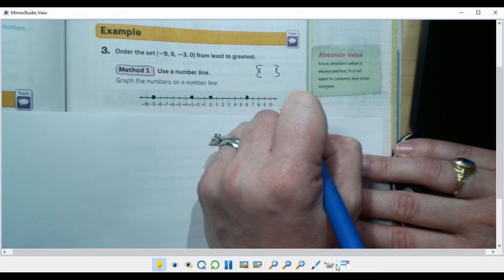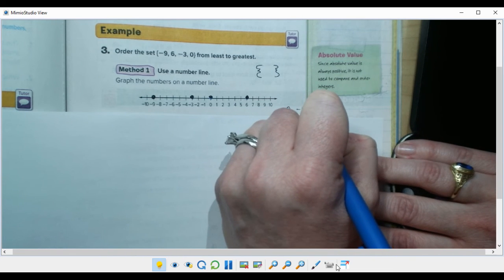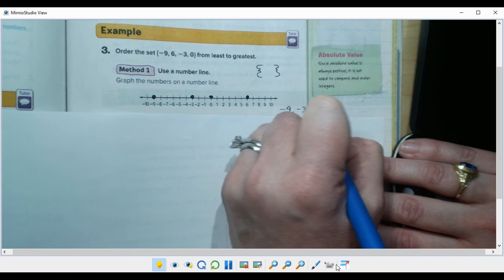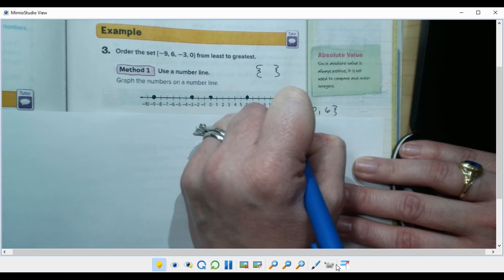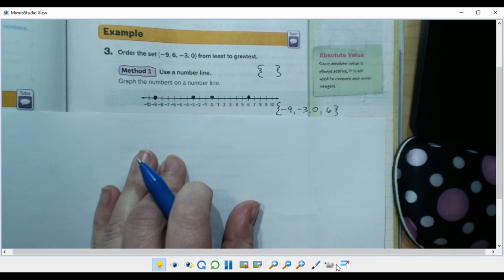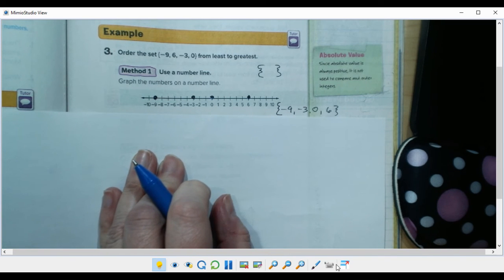And then I'm simply going to rewrite them in the order I see the dots. So I see -9, I see -3, coming up the number line. I see 0, and I see 6. If you want to get fancy and put the set brackets back around them, that's fine. Otherwise, just give the list. That is the order from least to greatest.